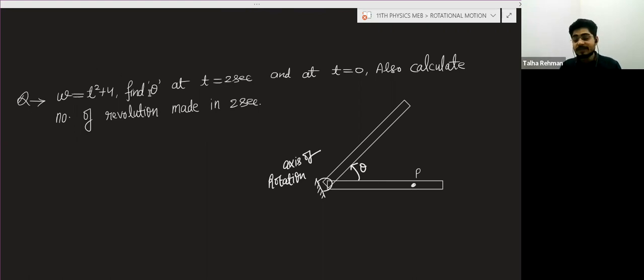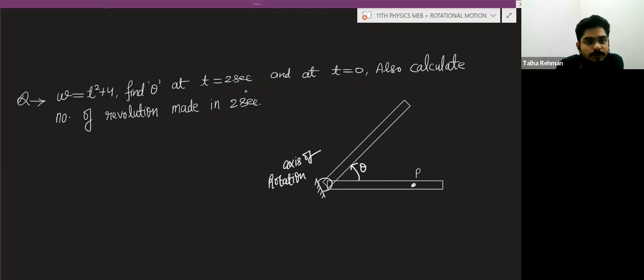And you have to calculate theta, the angular displacement. What is theta? Theta is the angular displacement of this rod after 2 seconds. Suppose the rod is initially here and it is rotating like this, and after 2 seconds, how much angle it will cover in radians, that is known as the angular displacement, and that we have to find here.